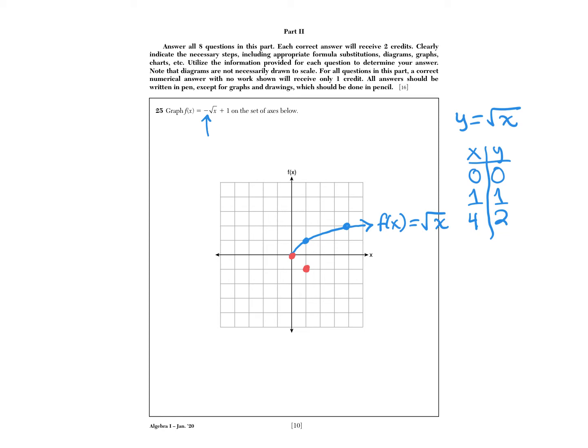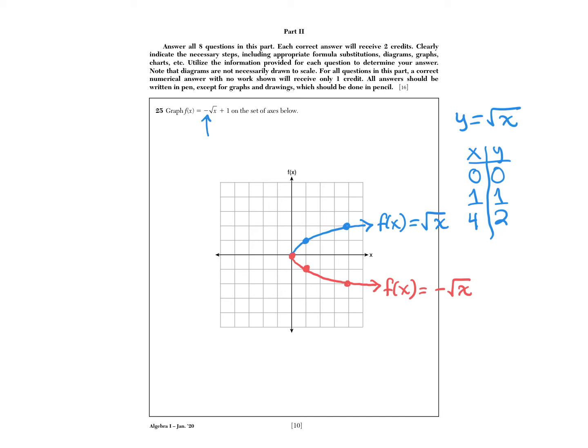So this one, it just flips down to here. So it's a mirror image across your x-axis. So this would be f of x equals negative square root of x. So literally your y value just changes to a negative.